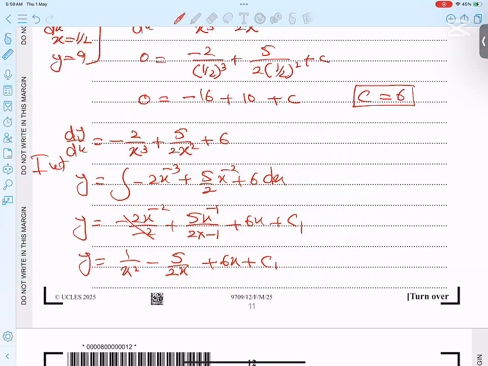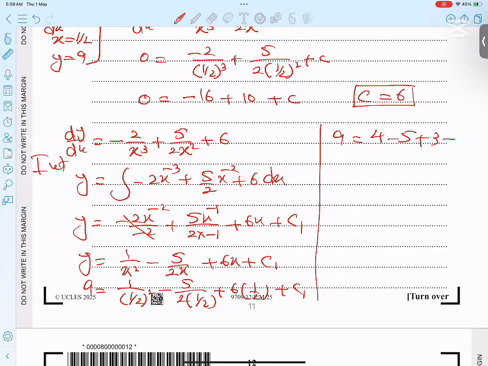Okay, so when I plug in there, students, what I get is the y value is 9, and here I got 1 over half to the power 2, 5 over 2 times half, and plus 6 times half, and plus c1. So finally, I get what here? 9 is equal to 4, negative 5 plus 3 plus c1. So 7, 9 is equal to 7 out of 7, 5 gone, 2 left. And so finally, I got 9, the c value is becoming 7. So that's 7, I got it.